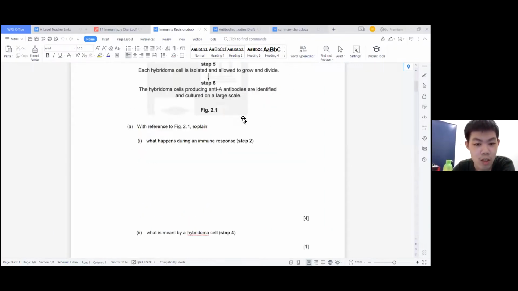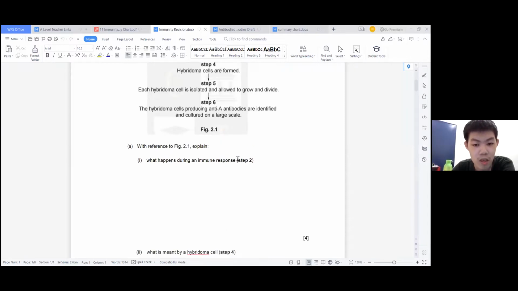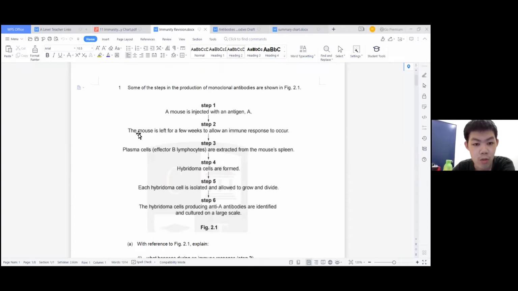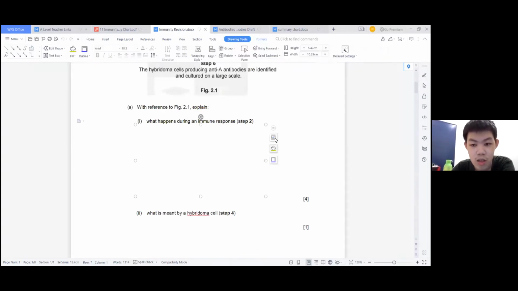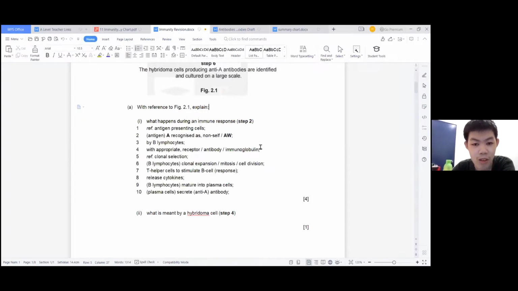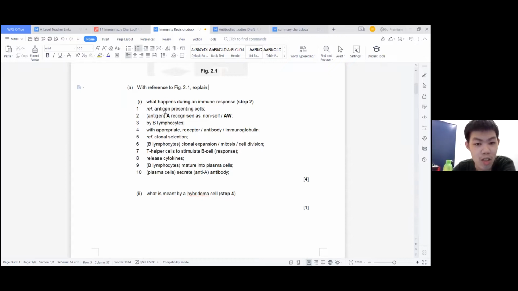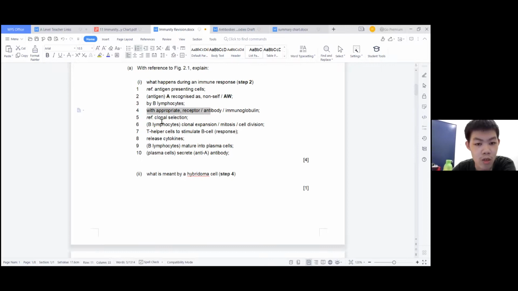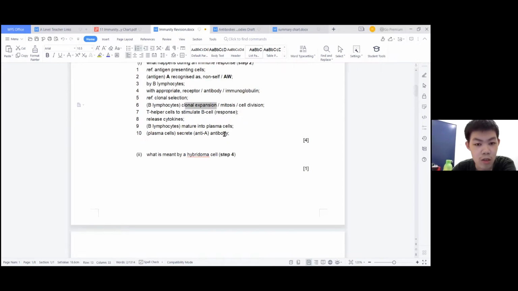On the steps of the production of monoclonal antibodies, it asks what happens during an immune response during step 2, where the mouse is left for a few weeks to allow an immune response to occur. This was already mentioned a few times, so I'm going to go through it very quickly. Antigen presentation by the macrophages so that the antigen can be recognized by the B lymphocytes. Then the B lymphocytes with the appropriate receptors or antibody will undergo clonal selection and clonal expansion, or you can say mitosis or cell division.